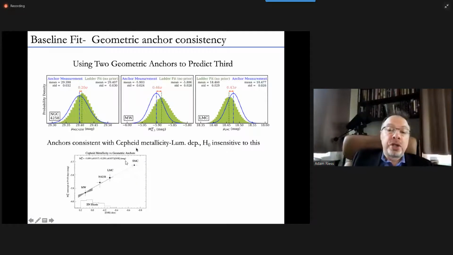The reason that there's good agreement is seen in one of the nuisance parameters of the distance ladder, which is the relationship between Cepheid luminosity and metallicity.